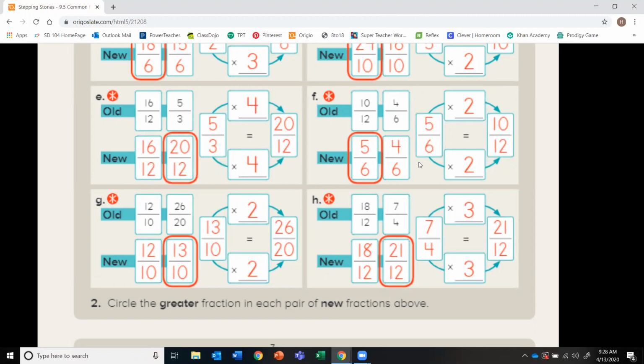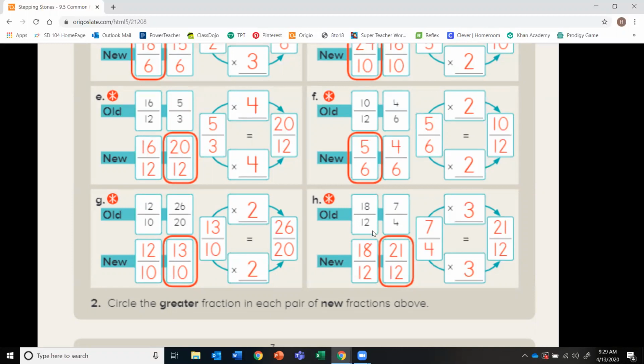Same with letter F. They wanted to change 10 twelfths into sixths. And this is what they got. They times by 2. Letter G, they times by 2 to keep the denominator 10. And they changed letter H times 3 to get denominators of 12.